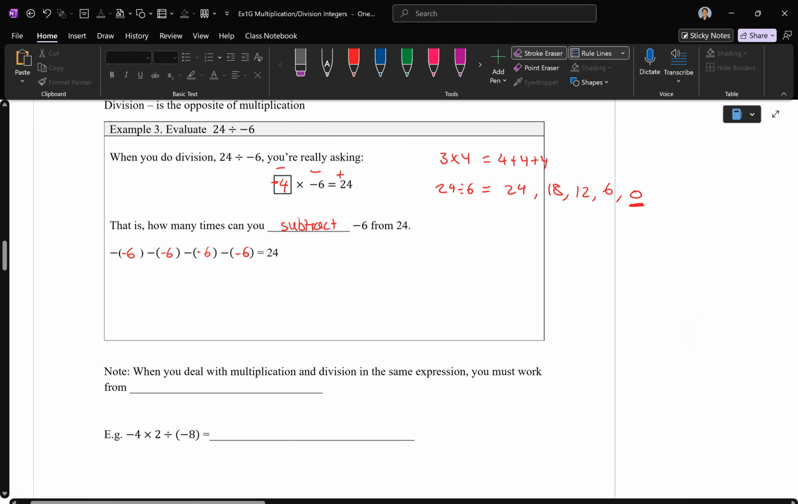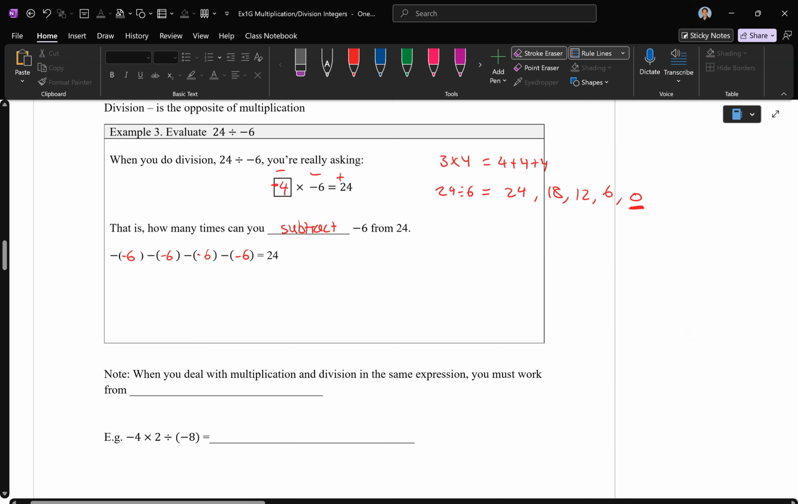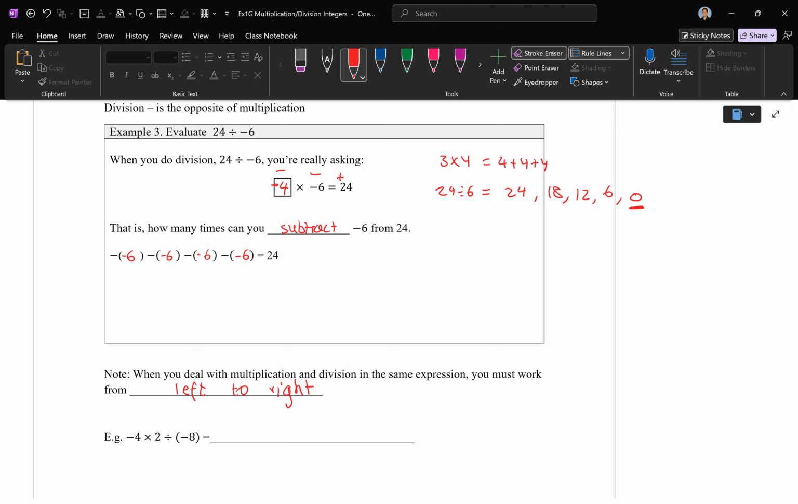All right, here we go. So when you deal with multiplication division in the same expression, you must work from, write this in, left to right. Very good. So you're moving from left to right. So in this example here, even if you have more terms, you're used to working with 2, but you can have 3 terms here. You always work from left to right. So doing from left to right, let's work -4 times 2. What's -4 times 2? Let's go with Charlie. -8. Very good.